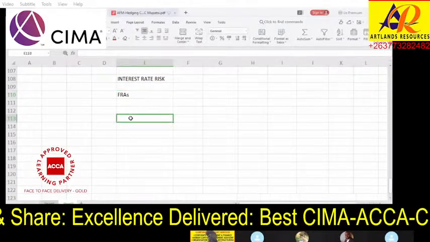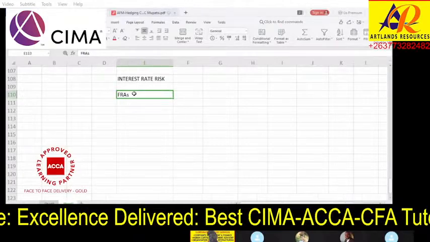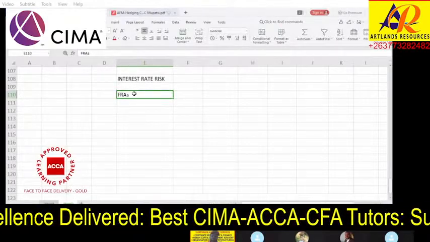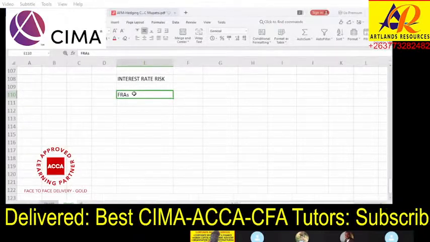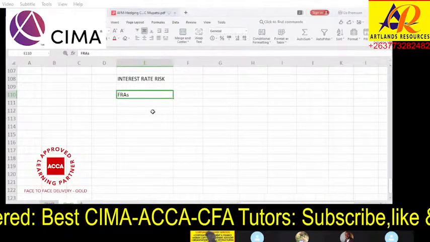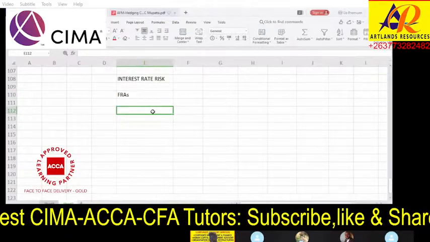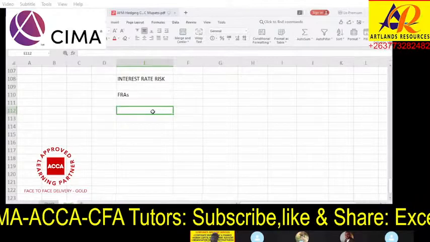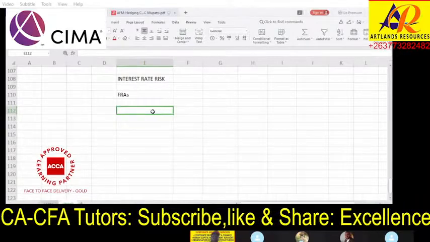With forward rate agreements, you fix a rate with a bank for a future loan. If you are a lender, you can equally fix the rate for lending. If you are a borrower, you fix the rate for borrowing.